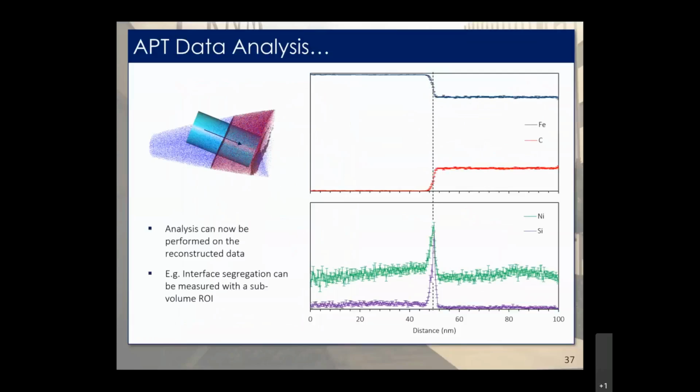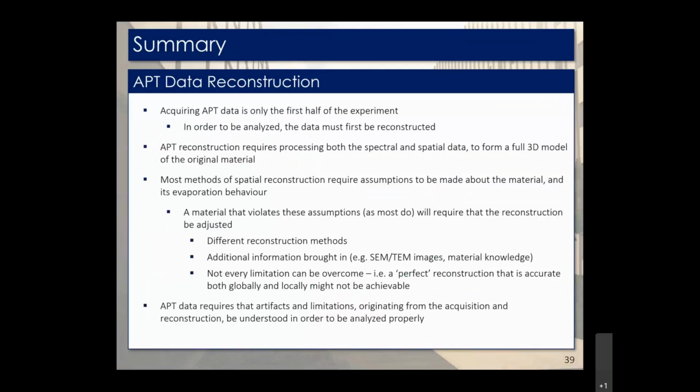So in this case, let's say we were interested in the segregation profile of the interface. We can take a little subvolume, begin to map the concentration over that interface, and begin to do all the other analysis we have on it. Because for this case, we're pretty confident that we have a good idea of both the spectral and spatial calibration for this material. So with that, I'll leave the Atom Probe data analysis to a future webinar.